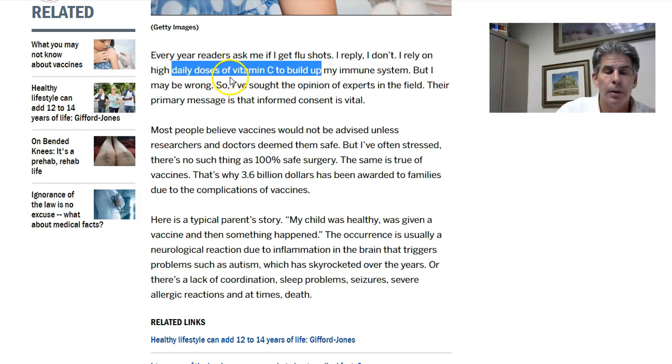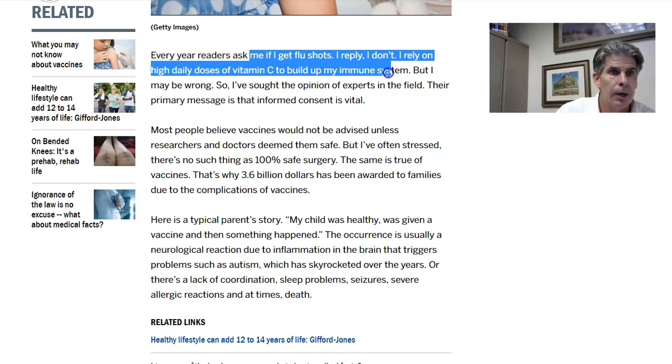So he uses that, but just because he uses that, again, he's using analogy. He says, I don't get the flu shot. I reply, I don't. I rely on high doses of vitamin C to build up my immune system. By the way, you need to be really clear. Vitamin C does not build up your immune system. It just doesn't. So just because he does it, though, doesn't mean that's the right thing to do. But it doesn't mean it's wrong either. But he's starting to ring the bells of bad science.